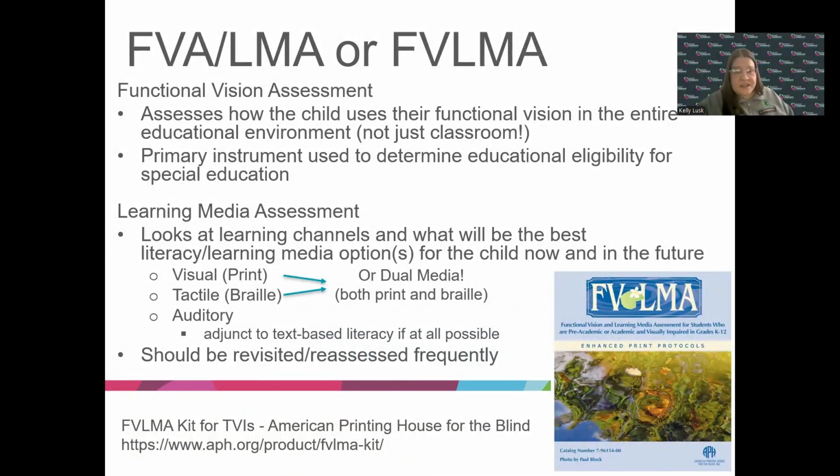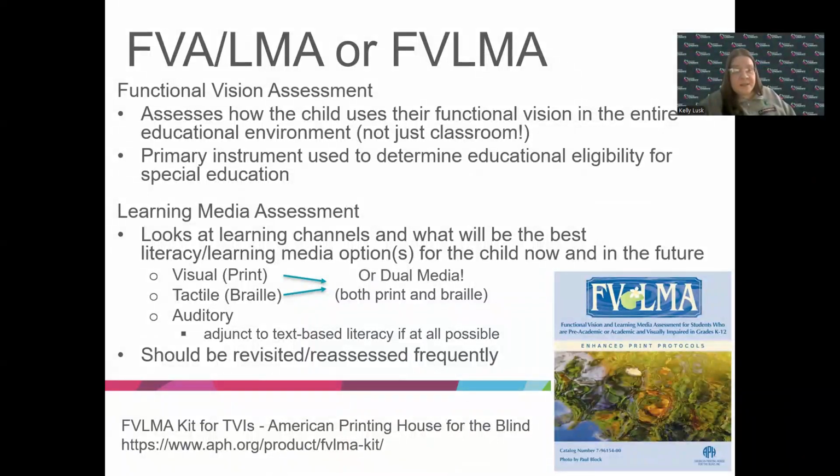The learning media assessment, again, this one is a combined assessment, but it looks at the learning channels and what's going to be the best literacy and learning media option for the child now and in the future. So we do look at kind of, how are they doing now, but where might they end up? We look at the visual channels to see if they're going to be more of a print reader, tactile, if they're more of a braille reader. Are they using auditory channels? We definitely want that to, if at all possible, be an adjunct to text-based literacy. We want them to have a text-based literacy medium, just because we know that when we switch to more auditory or start relying more on auditory, we're losing those spelling, punctuation, capitalization, things like that.